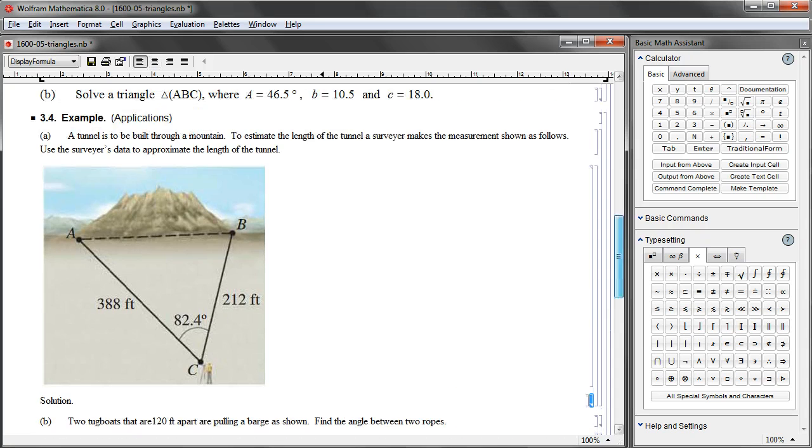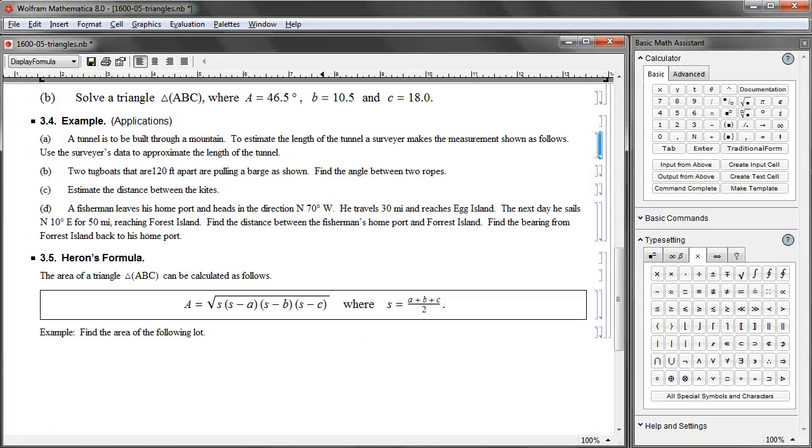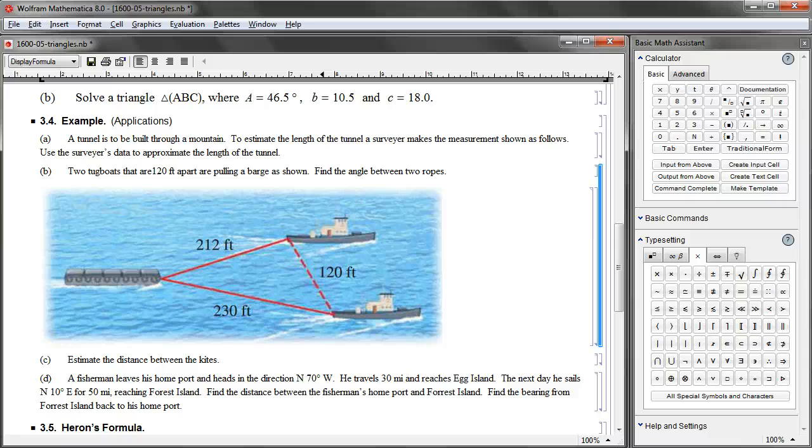I guess we have time to go ahead with more applications, so let's do that. Two tugboats that are 120 feet apart are pulling a barge as shown. Find the angle between the two ropes. So we have a triangle: 215 feet, 230 feet, and 120 feet. Three sides are known, and we are looking for an angle in between.